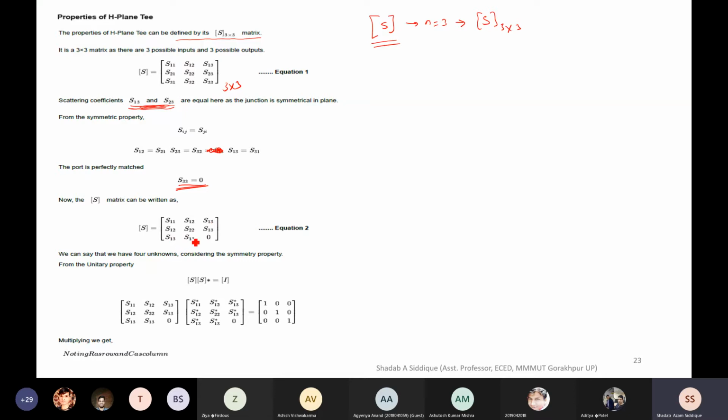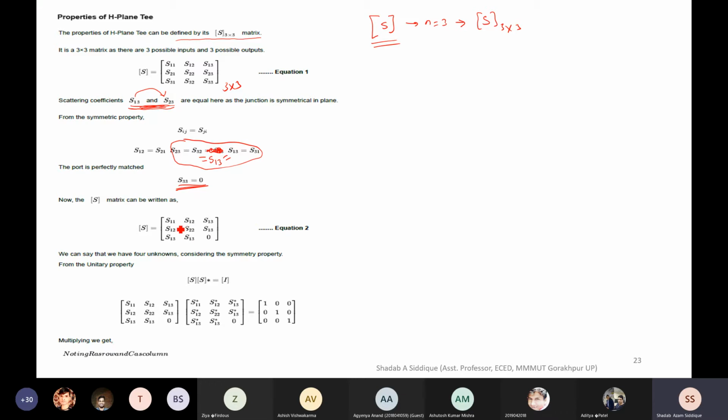Why will this S13 be there? First of all, we know S23 is equal to S13, so we can simply substitute S23 equal to S13, and these are all equal. Earlier there was a 180-degree phase difference, which is why we did not equate them. Here all are equal, so we can substitute here.